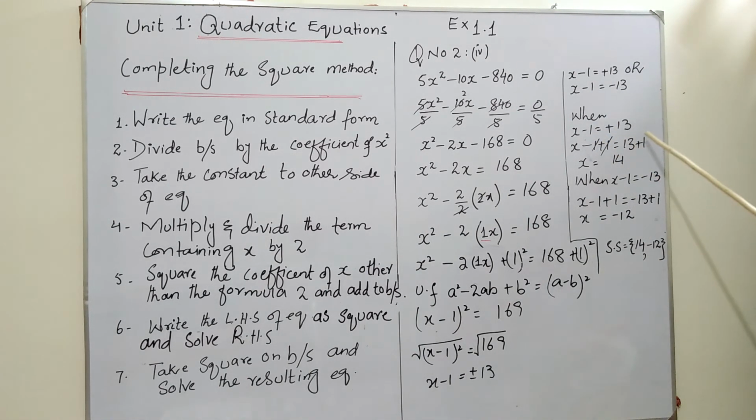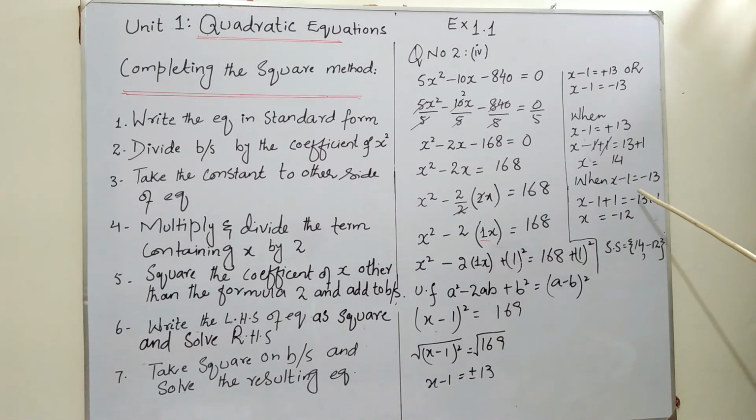When x minus 1 is equal to plus 13, solving this equation by adding 1 on both sides, we get x is equal to 14. And when x minus 1 is equal to minus 13, x minus 1 plus 1 is equal to minus 13 plus 1, x is equal to minus 12. Now, there are two values of x, so the solution set is 14 and minus 12.